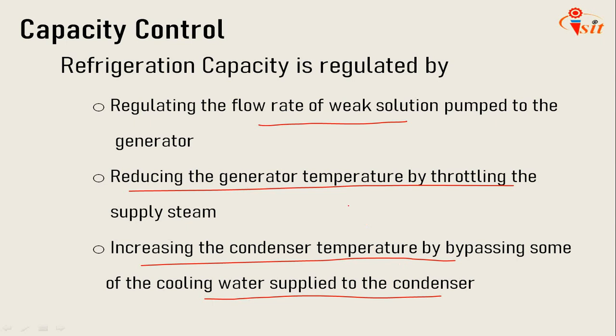Now here, method 1, regulating the flow rate of weak solution, does not affect the COP significantly, as the required heat input reduces with reduction in weak solution flow rate. Since this may lead to the problem of crystallization, many times a combination of the above three methods is used in commercial systems in order to control the capacity.